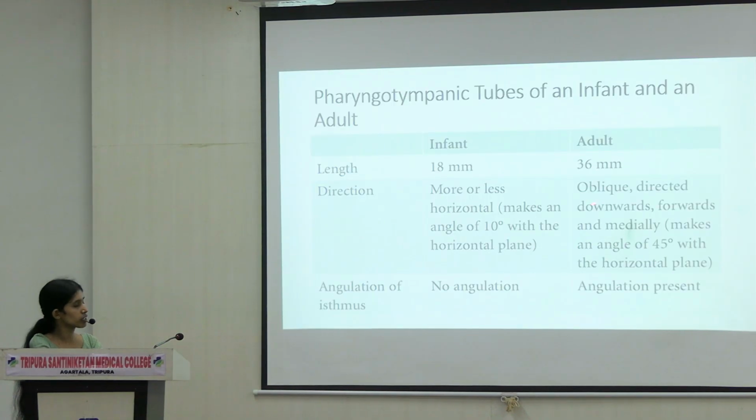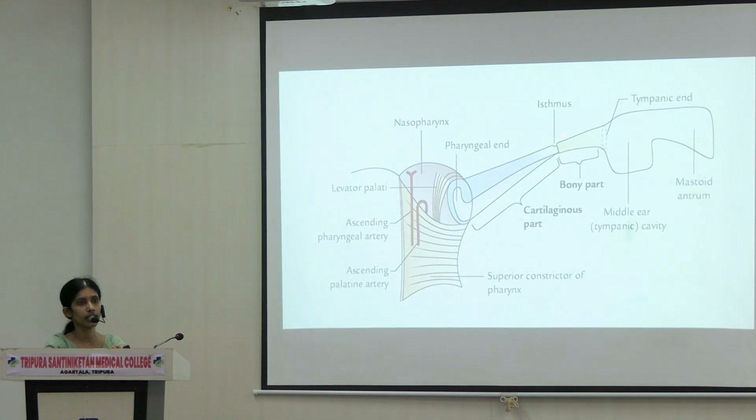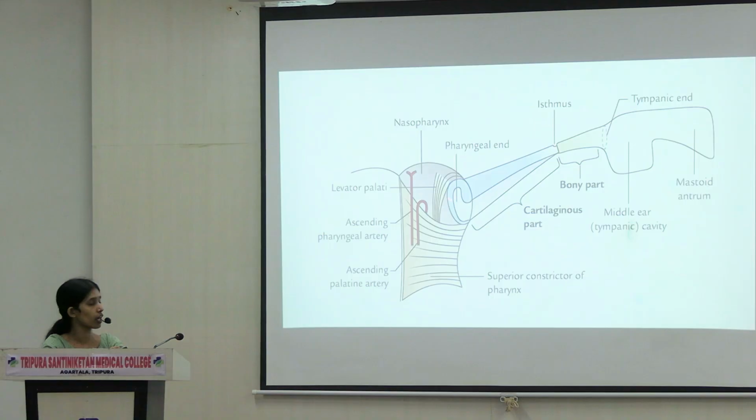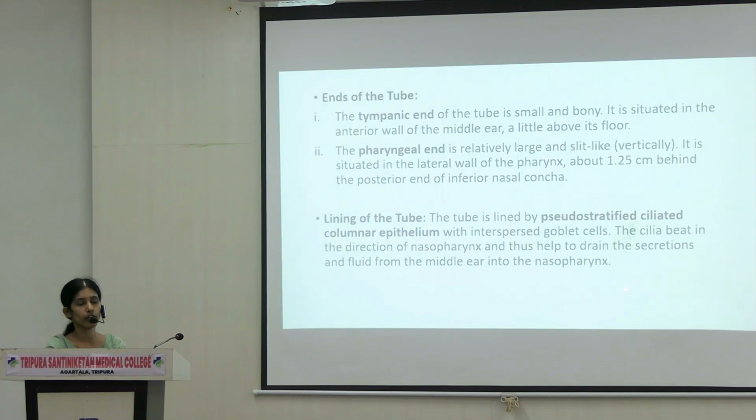So, this is the difference between the adult and infant auditory tube. Take a minute and read the entire tabular column. The direction is from your tympanic end to pharyngeal end, not from pharyngeal end to tympanic end. Keep this in mind. Here the direction will always be mentioned from the tympanic end to your pharyngeal end, okay? Because here the fluids and secretions are moved from the middle ear region to the nasopharynx, not from the nasopharynx to the middle ear part.